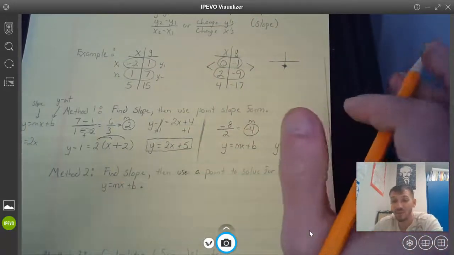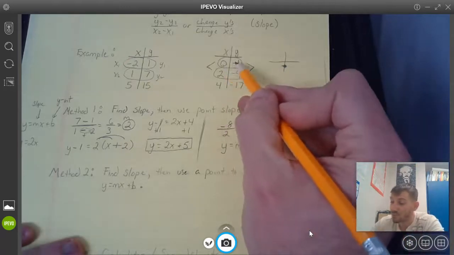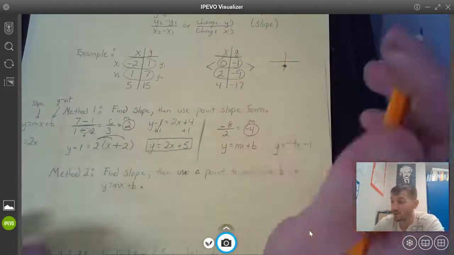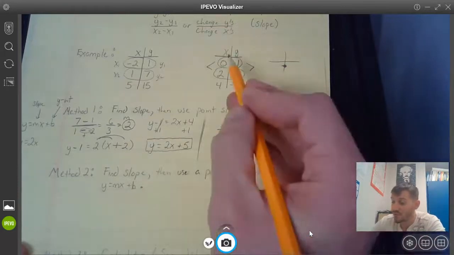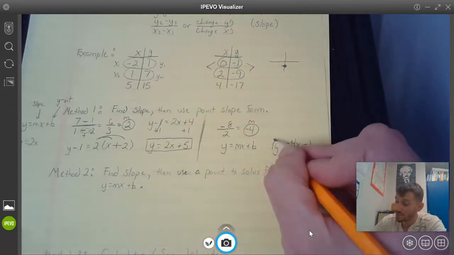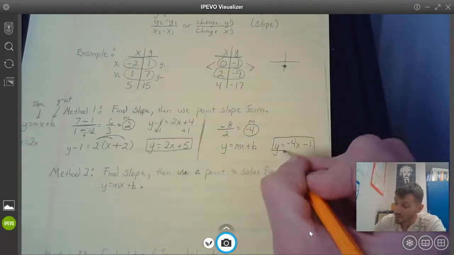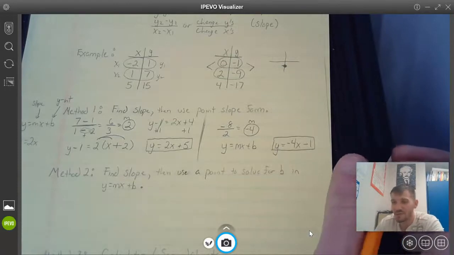I don't even have to do all that other extra work. If they give you the y-intercept in the problem, don't work that hard. All you had to do is find slope, and you already knew what b was. B was actually right here the whole time. So there's our answer.